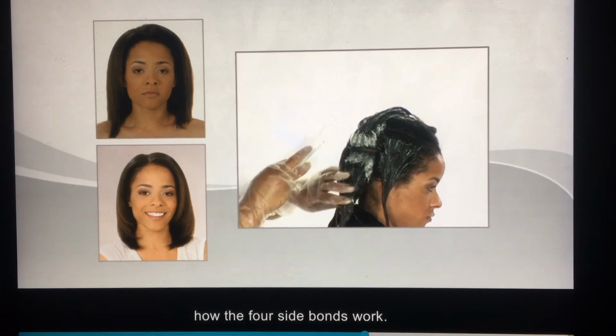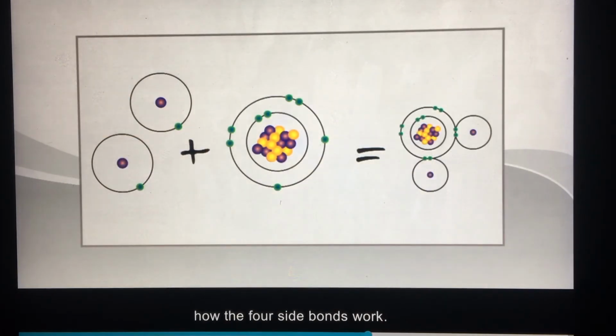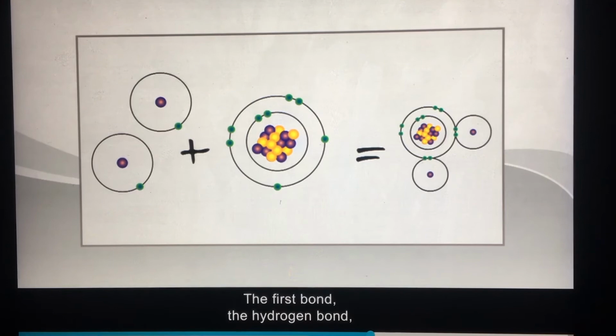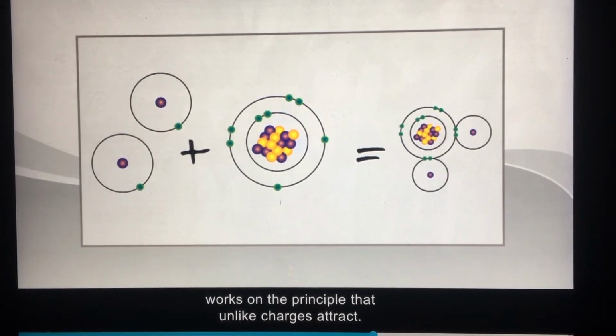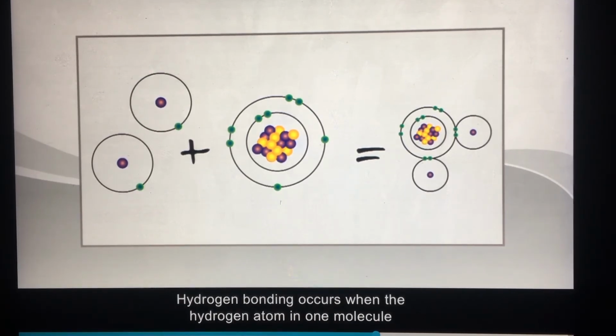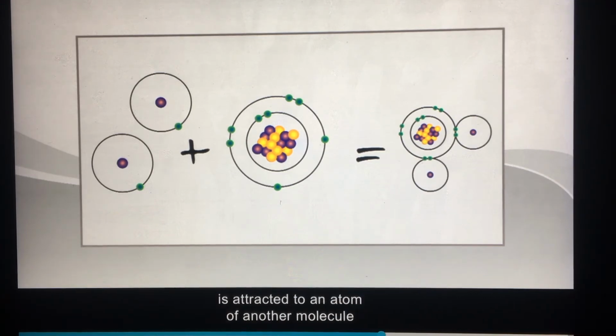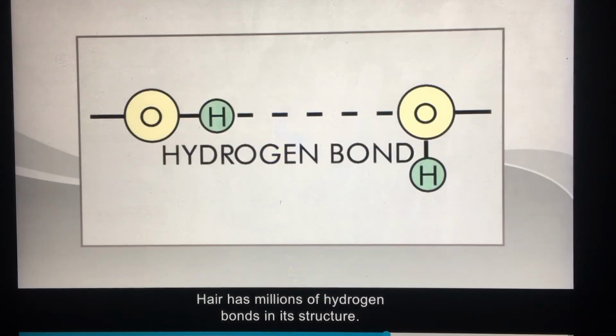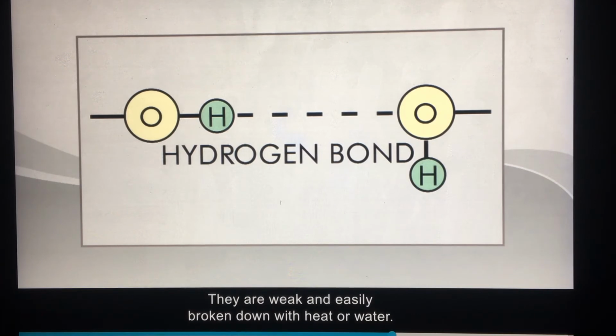4 side bonds work. The first bond, the hydrogen bond, works on the principle that unlike charges attract. Hydrogen bonding occurs when the hydrogen atom in one molecule is attracted to an atom of another molecule with many negative electrons. Hair has millions of hydrogen bonds in its structure. They are weak and easily broken down with heat or water. However, because of their numbers, they give hair its shape and provide about 35% of its strength.